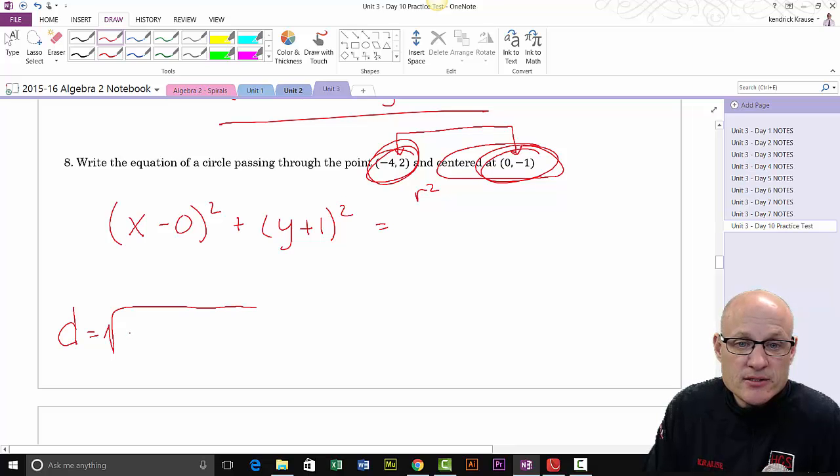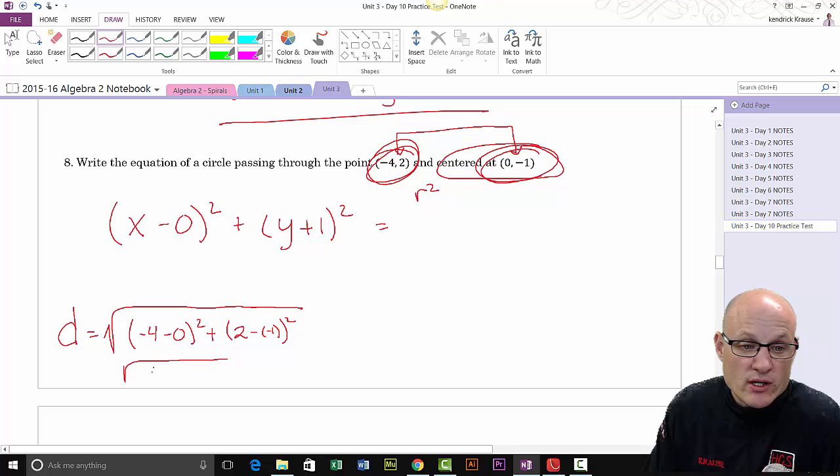and I get negative 4 minus 0 squared plus 2 minus negative 1 squared. Well, this is the square root of, this is 4 squared, so that's 16. And 2 plus 1 is 3, squared is 9. So this becomes the square root of 25, which is 5. Well, what goes here then? Oh yeah, 5 squared, 25.